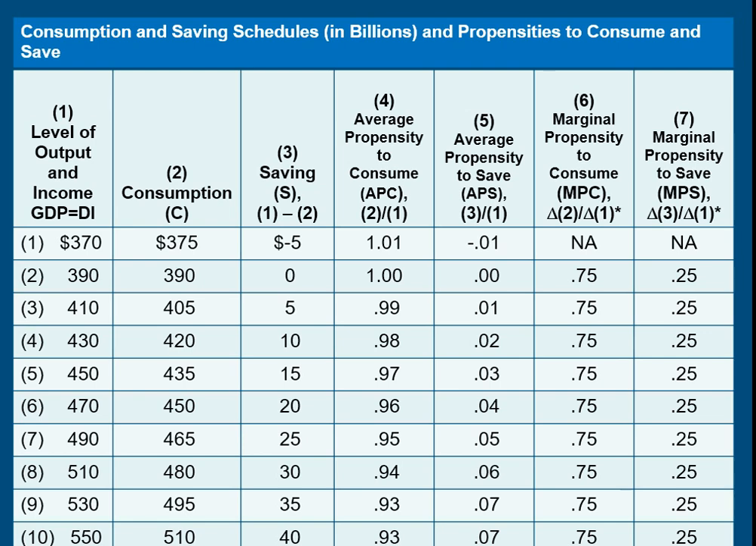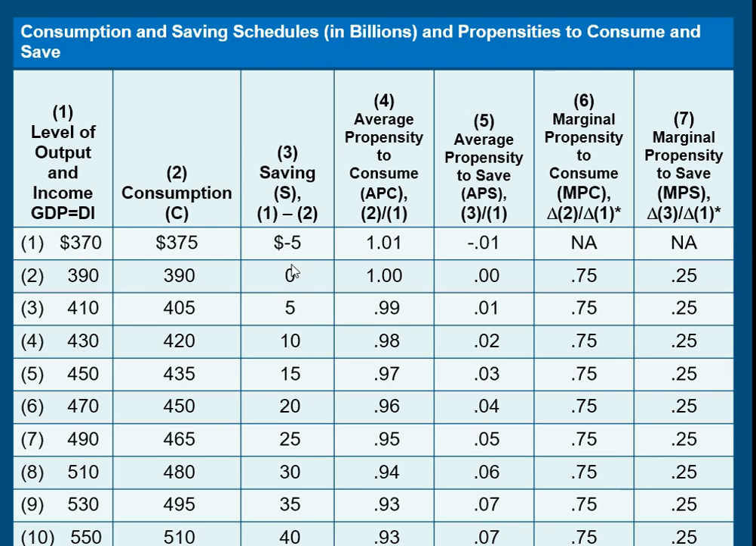Now let's discuss average propensity to consume, average propensity to save, MPC and MPS. From the previous slide we have already calculated the saving. We calculated saving by this formula: income minus consumption.